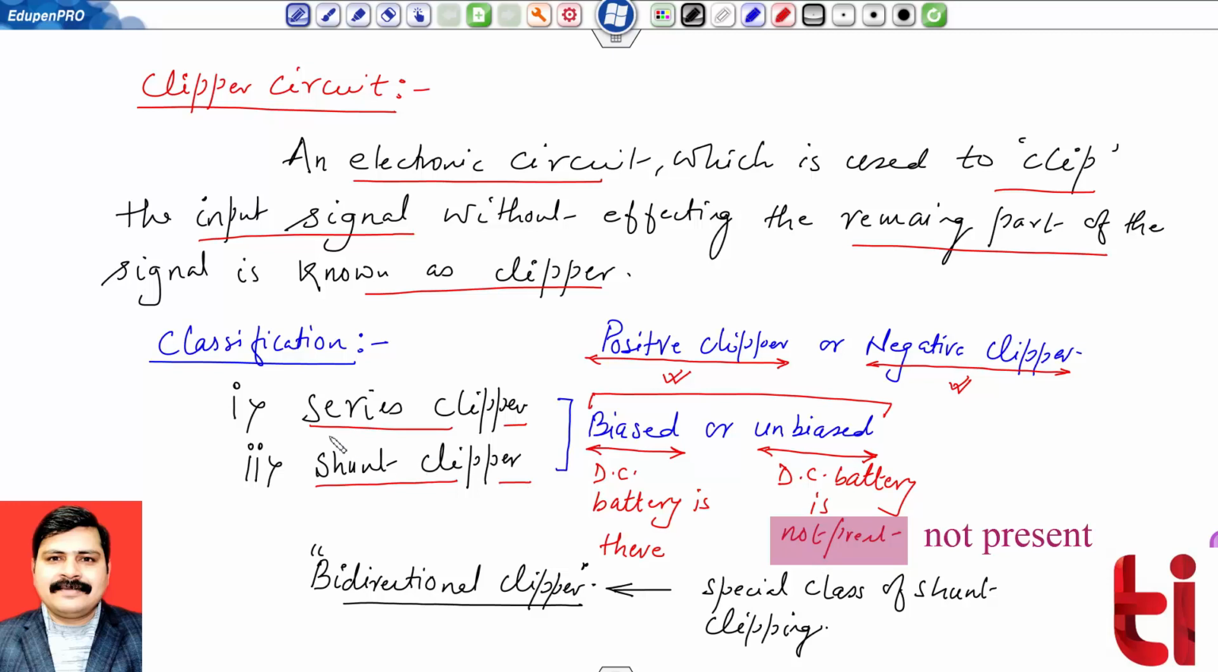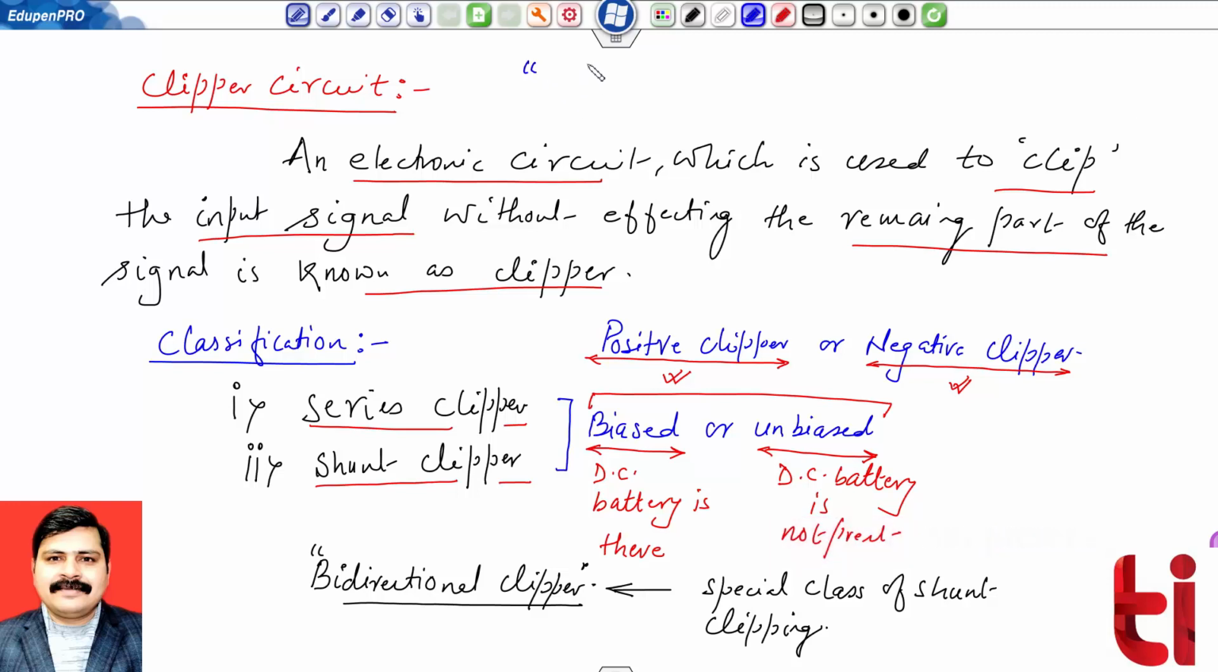In general, broadly, two categories are there, series and shunt. Depending upon the availability of a DC battery, it may be either biased or unbiased, and then we need to check which half cycle is being clipped out by either the positive clipper or the negative clipper. So this is the classification.